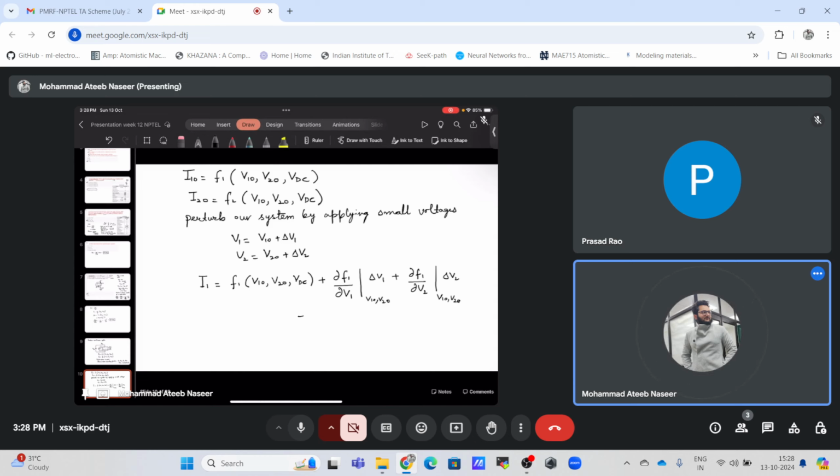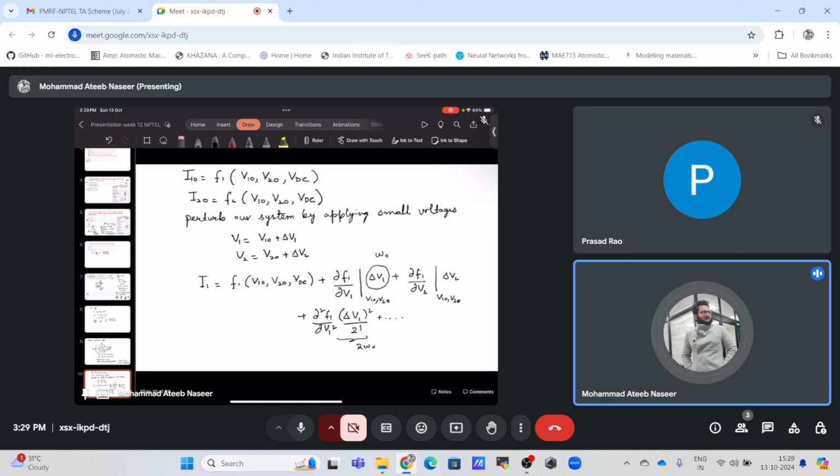And similarly we will have higher order terms like d2f1 by dv1 squared times delta v1 squared by 2 factorial, plus so on. But the thing over here is that only the first-order term will be associated with the desired frequency, that is omega naught. The second-order term will have a frequency of 2 omega naught. And we do not want that, we want the amplifier to behave in the linear region.